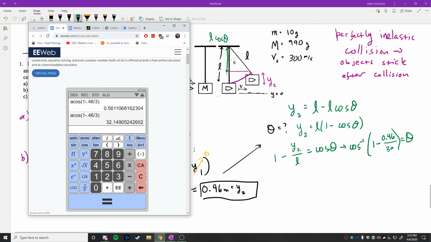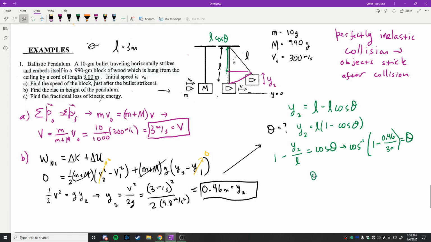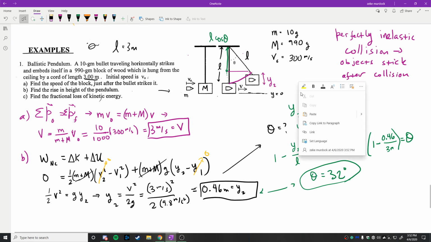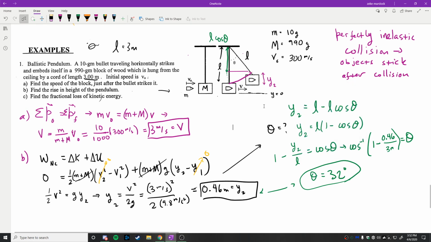Try that again. 32 degrees. It was in radians. So you end up getting an angle that's equal to 32 degrees with the information that we have here. And I do this because sometimes they're going to ask for this, and sometimes they're going to ask for this. So you guys are aware of what you would do to solve it, or have an example of how you might solve it.